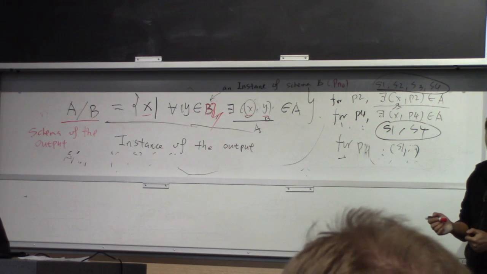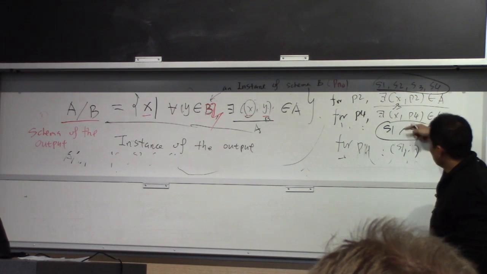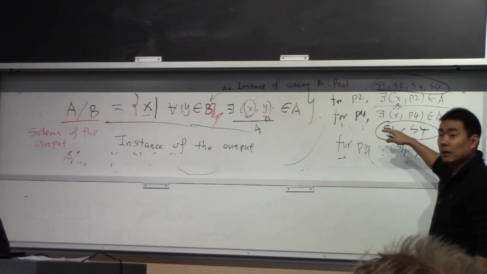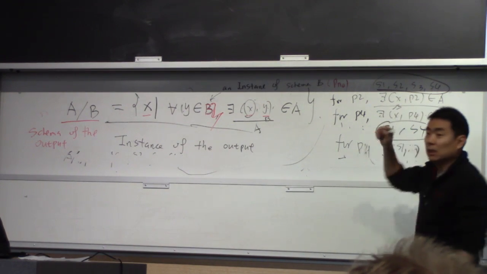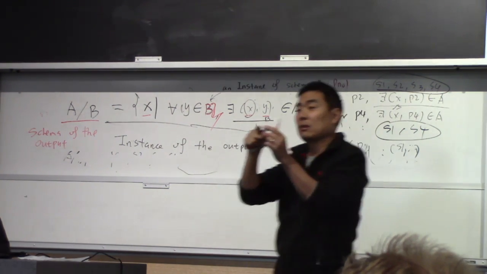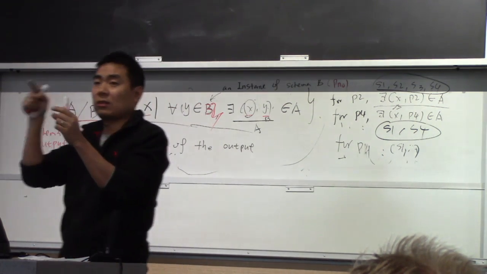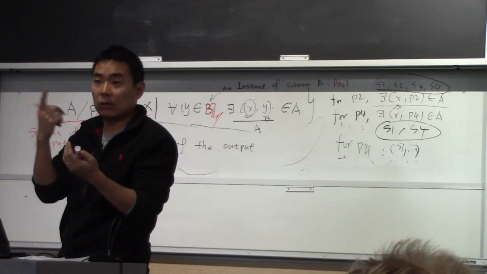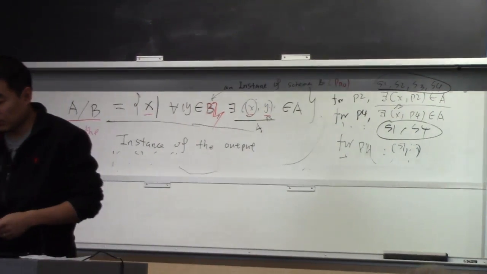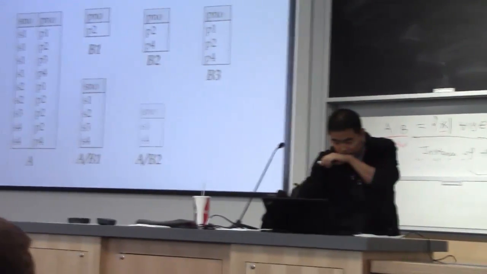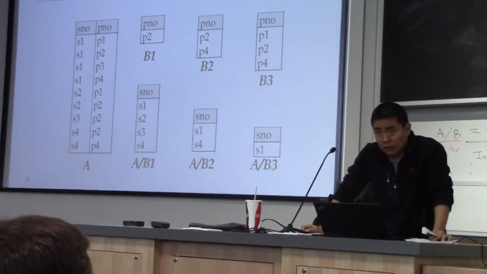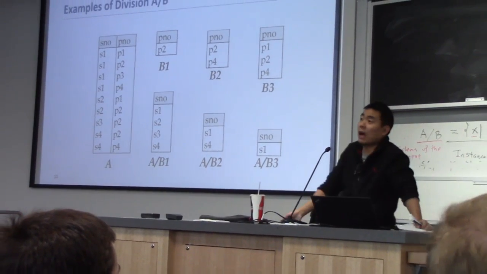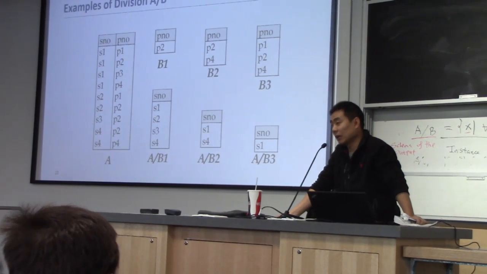That make sense? So which x enables this statement to be true? Meaning there exists a pair x P4, x P2, and x P1 only if x equals x1. So the output will be x1.